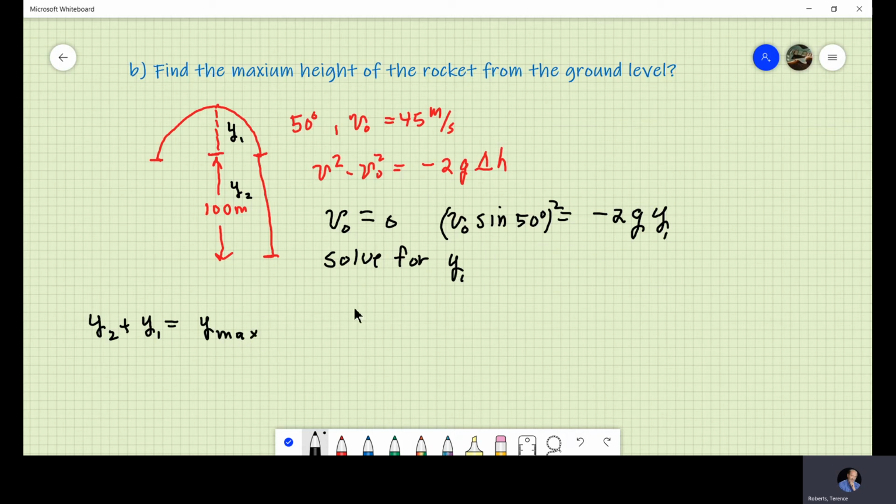Okay, so let's do that. We just solve for y, and the y we're solving for is y1. And this is going to be equal to v naught sine 50 degrees, squared, divided by 2g.